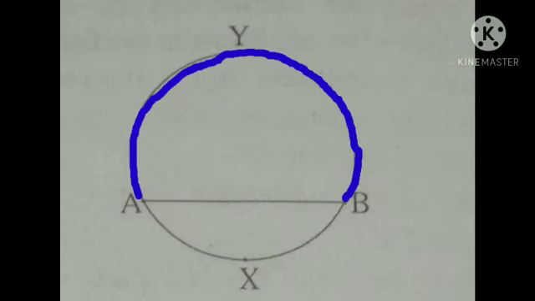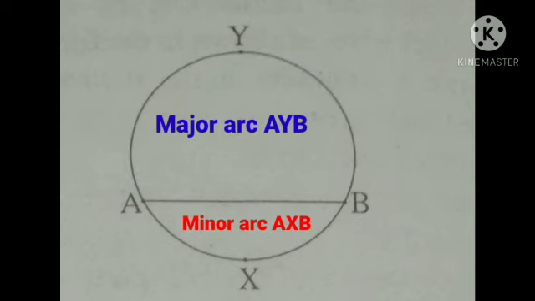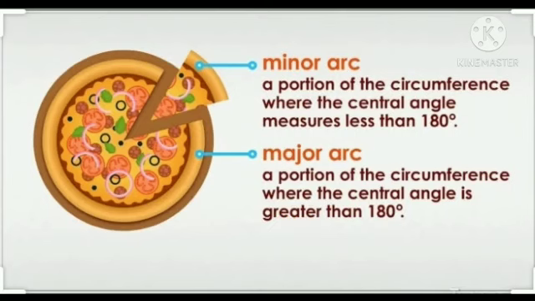So when chords divide your circle, you will get two arcs, that is minor and major. Now students, with the help of this picture, it will be clear to you what is minor arc and major arc. The picture given is a pizza. If you take one slice from your pizza, that slice is your minor arc, because that is the smaller one, and the remaining part is the bigger one, so it is your major arc. Minor means small and major means bigger.